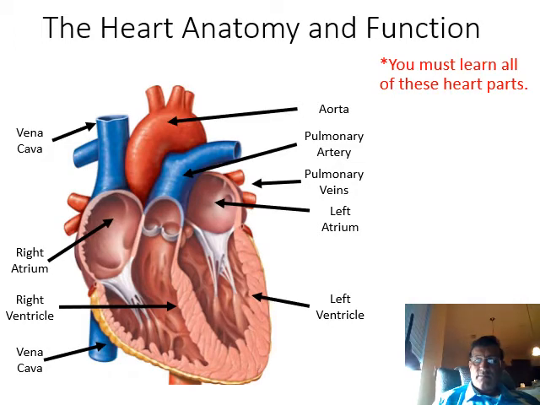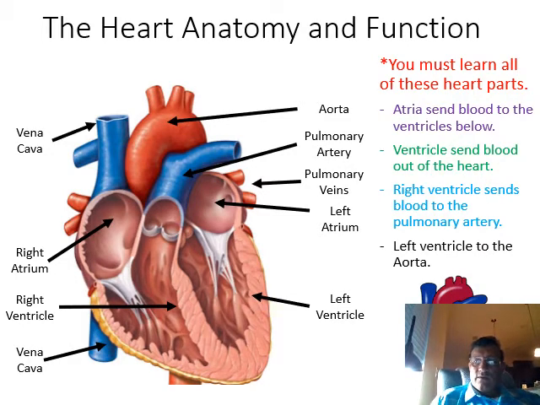Pulmonary veins bring blood back into the heart from the lungs. They pour their contents into the left atrium. Blood goes into the left ventricle through these valves here into the aorta, to the body. As the body spends the oxygen, the blood has to come back to the vena cava, dump into the right side of the heart, the right atrium, dump into the right ventricle, and the right ventricle squeezes and sends the blood out to the lungs, just like the animation you watched.